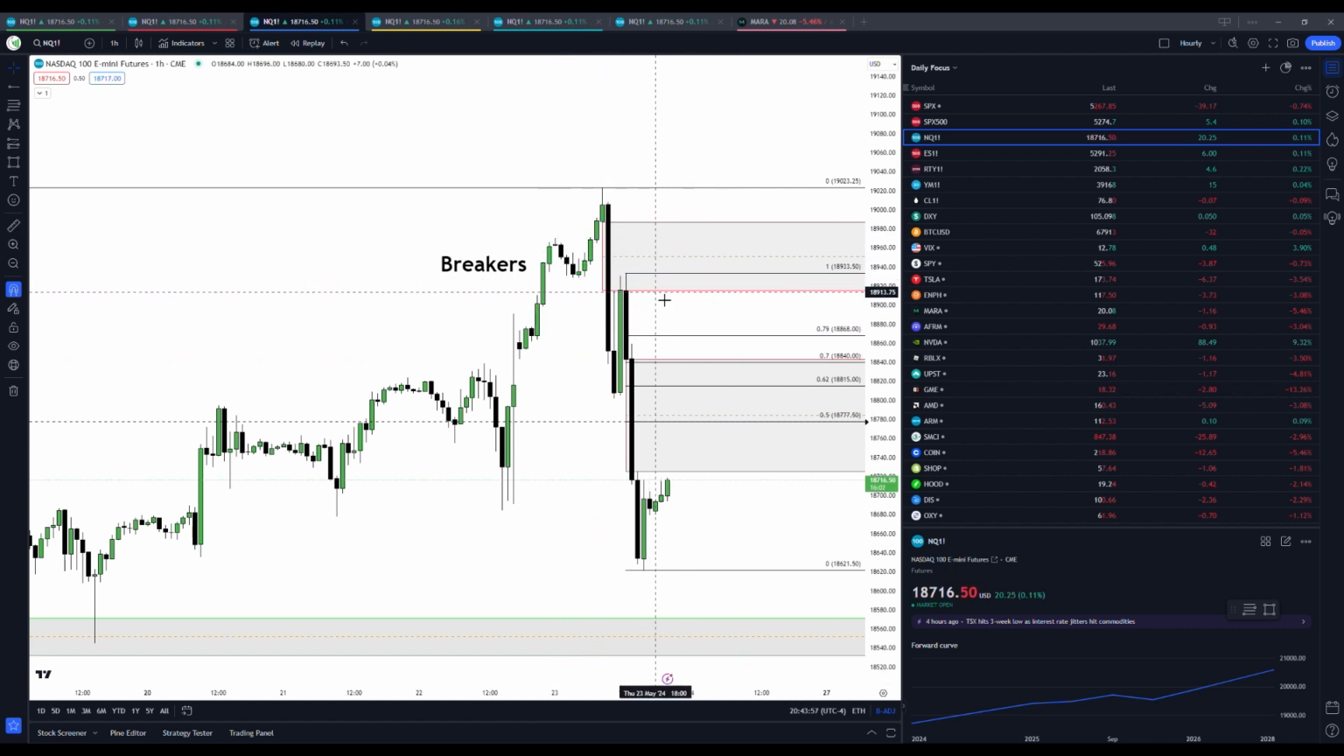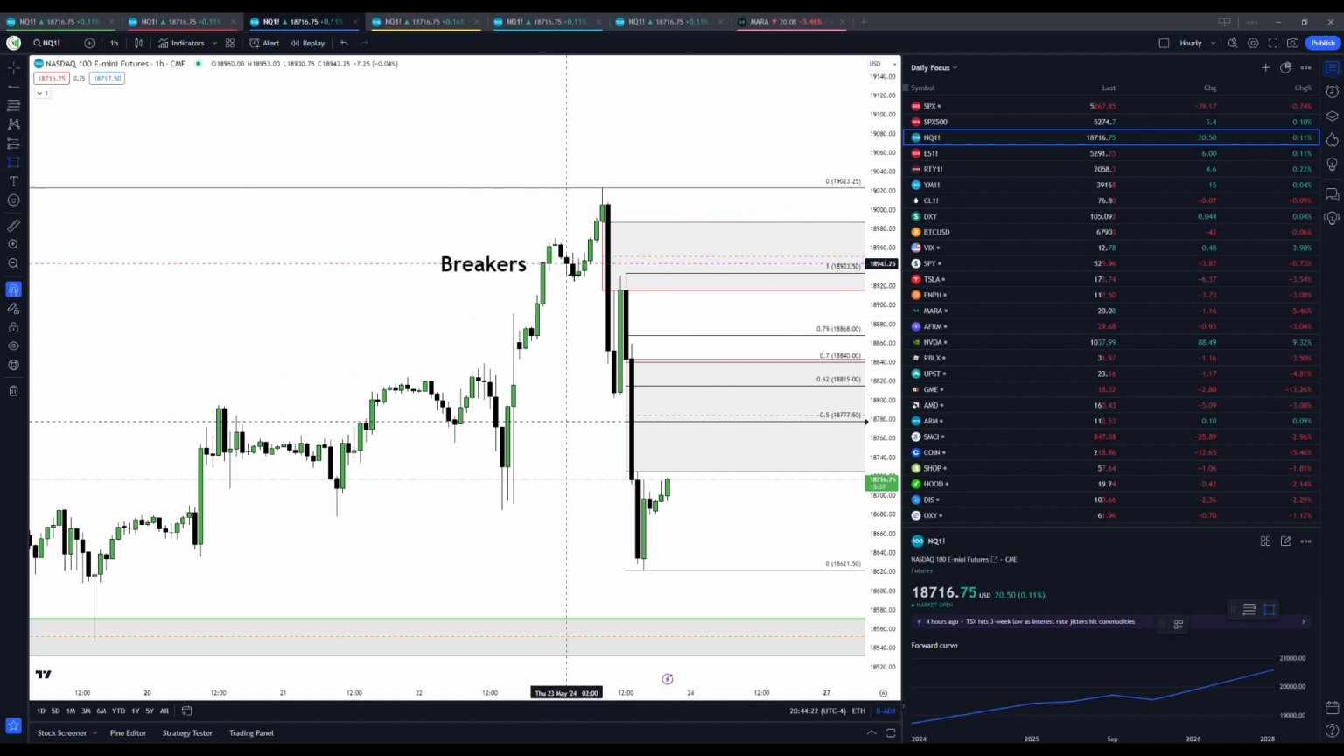Now think about this, right? If, God forbid, you were wrong and you took on a trade in this hourly fair value gap, what's your risk, essentially? Well, what would make sense? The high of the candle that created the imbalance. That's almost 1,000 points. I'm not risking 1,000 points. I don't know if you guys are, but I'm most definitely not risking 1,000 points.